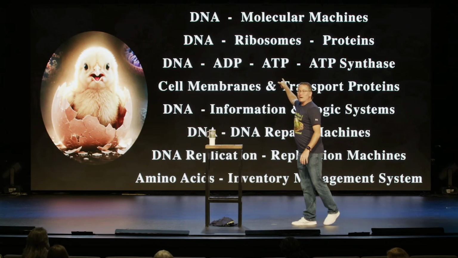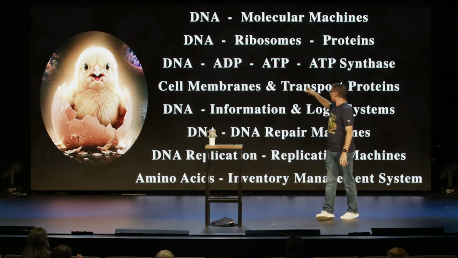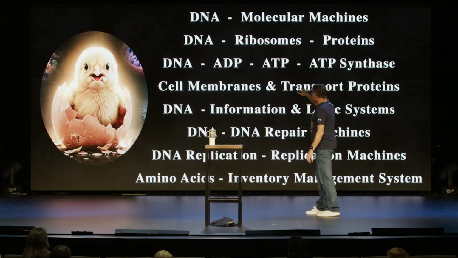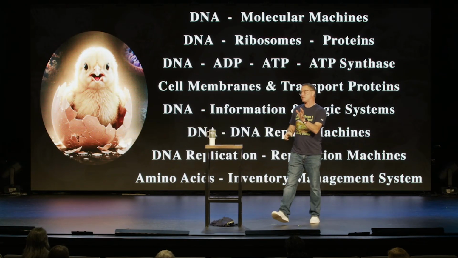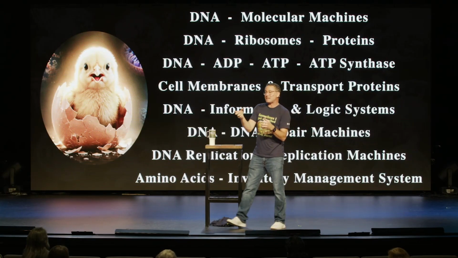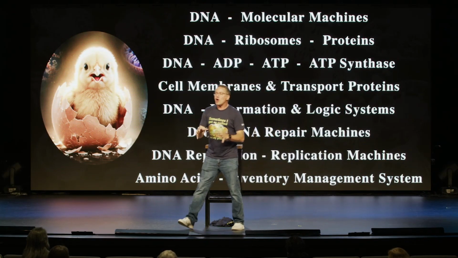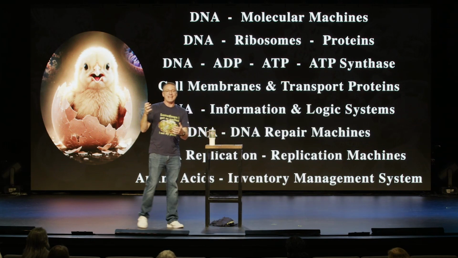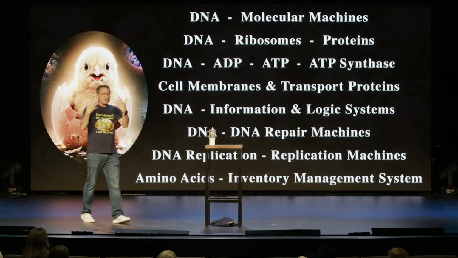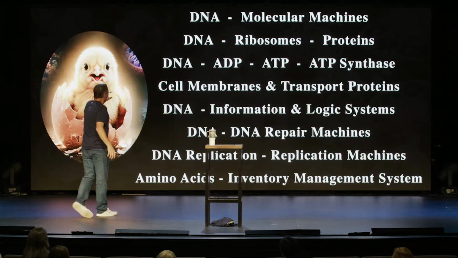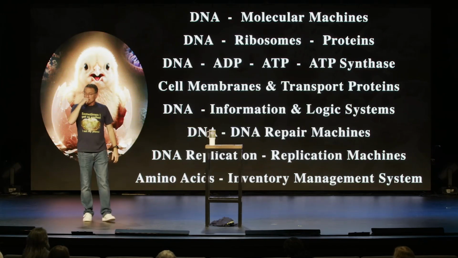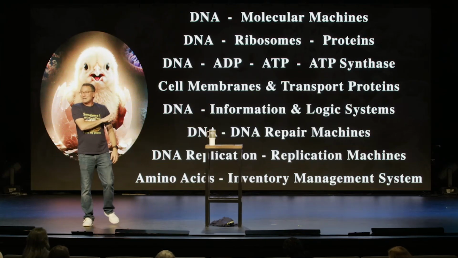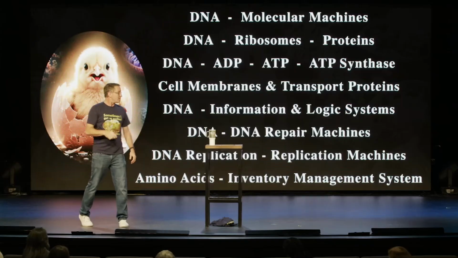All of that's encoded by DNA to tell it how to build itself. ADP, ATP, and ATP synthase. ADP, adenosine diphosphate, is the battery. ATP is the charged battery. All life depends on ATP to have energy to be alive. Well, it takes roughly 7 fully charged ATP molecules to build one ADP battery.